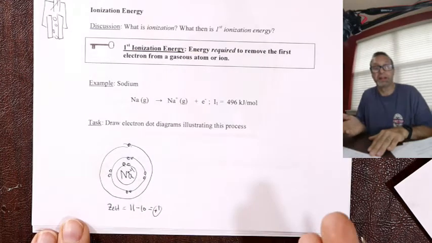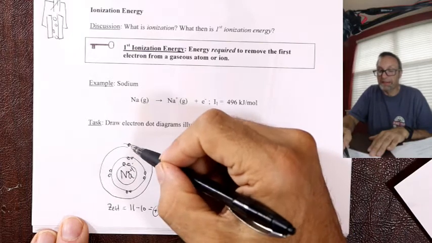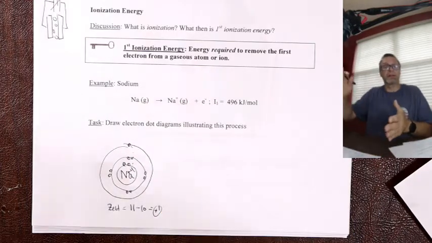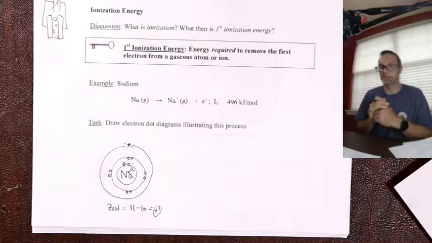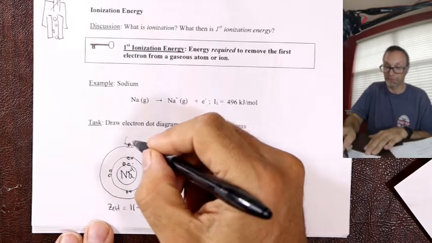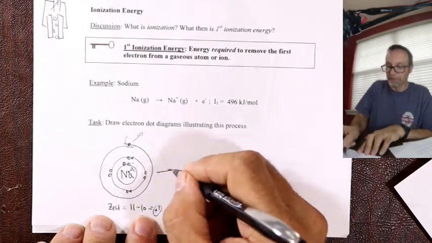So it's got a +1 effective nuclear charge. But that electron's in the 3rd layer, so it's further out, right? So it's slightly less strongly held. So it's really easy to remove, okay? And what do we get?